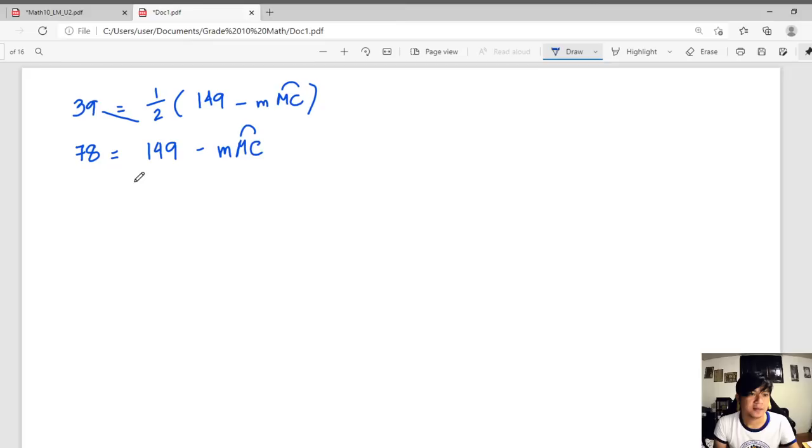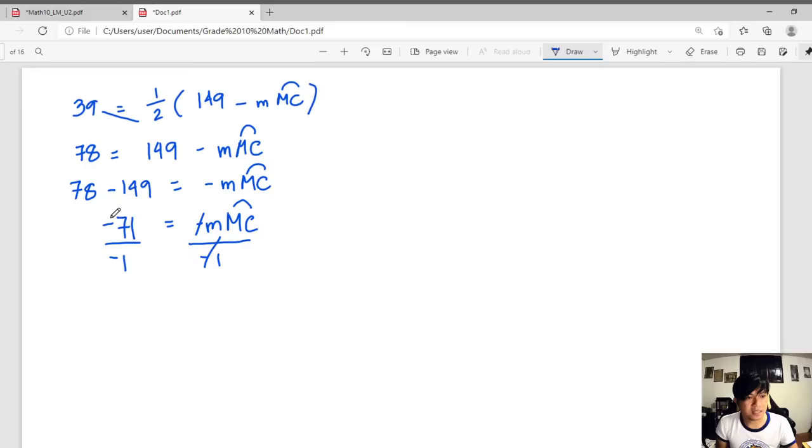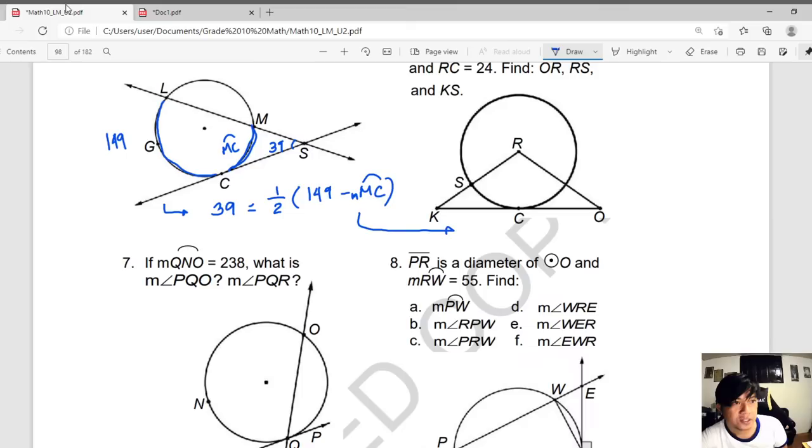And then, to get it, 78 minus 149 is equal to negative the measure of arc MC. 78 minus 149 is negative 71. Negative 71 is equal to negative the measure of arc MC. Since there's a negative here, we can divide both sides by negative to make it positive, because there's no negative measure, right? So it is 71. So the measure of arc MC is equal to 71.